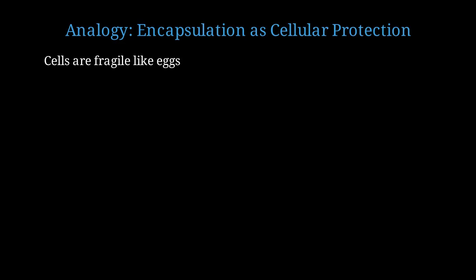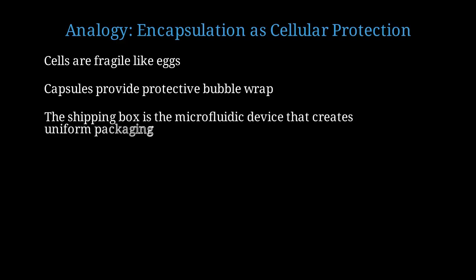Let me give you an analogy to make this concept more intuitive. Think of microfluidic encapsulation like packaging fragile items for shipping. Cells are fragile, much like eggs. They can be damaged by mechanical stress, immune system attack, or harsh chemical environments. The encapsulation capsule acts like bubble wrap, providing a protective barrier that shields the cell from external threats, while still allowing nutrients and oxygen to diffuse in and waste products to diffuse out. The microfluidic device is like an automated packaging machine that creates perfectly uniform protective packages around each cell, ensuring consistent protection for all.